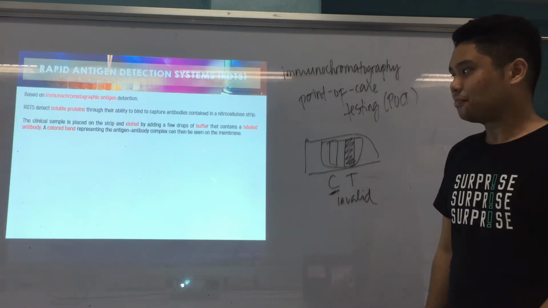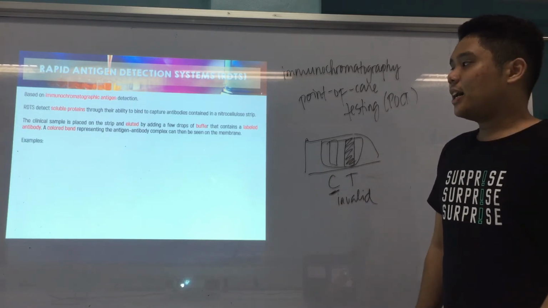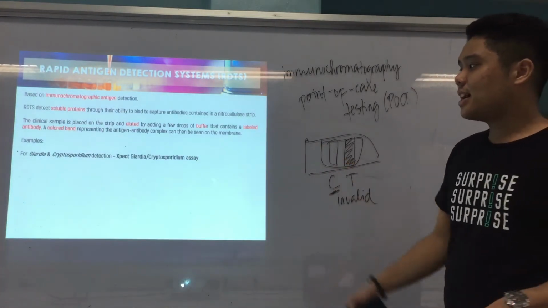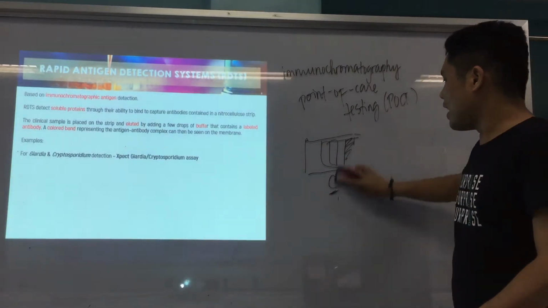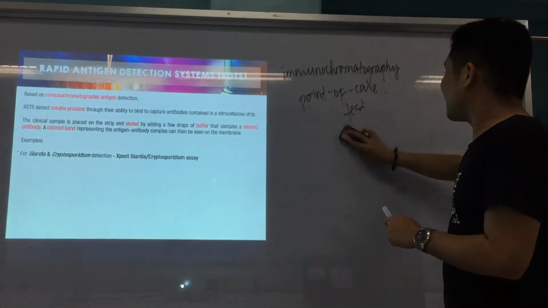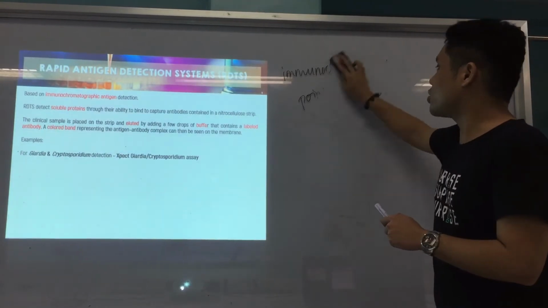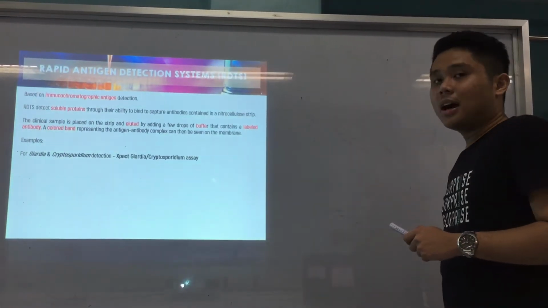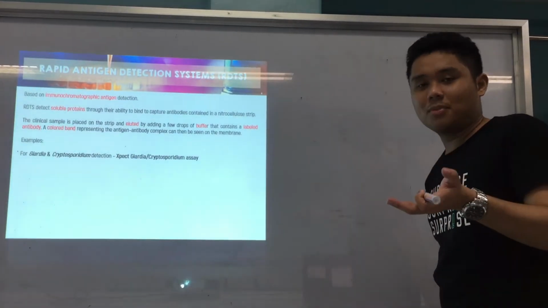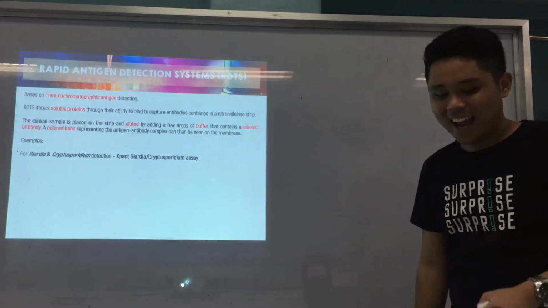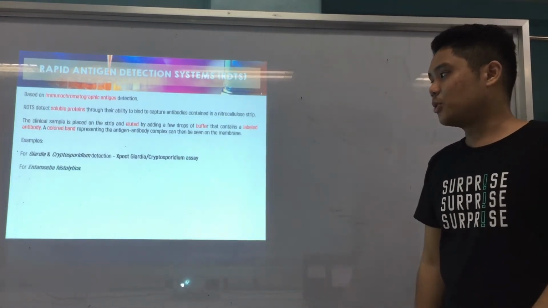Okay. Now, here are some examples for Giardia and Cryptosporidium. These are brands. We have a test kit that can already detect both Giardia and Cryptosporidium. It detects Giardia and Cryptosporidium antigens in one test kit, so 2 in 1, hitting 2 birds with 1 stone. So, the expert Giardia Cryptosporidium assay.